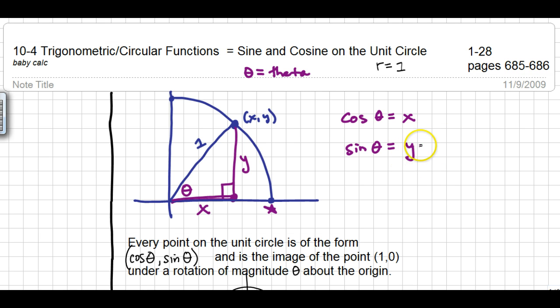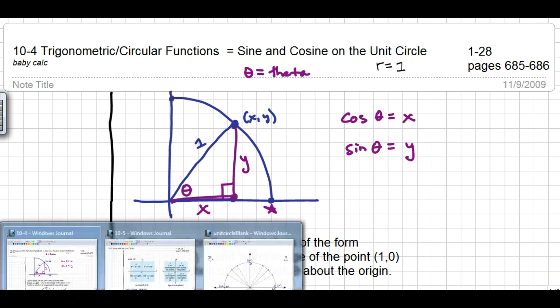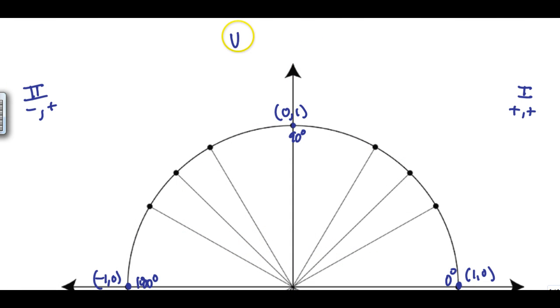So if we're trying to find a coordinate on the circle when the radius is 1, the cosine is always going to give us the x value, and the sine of the angle to get there is always going to give us the y value. So let's write that on our circle. When you're working with the unit circle, meaning the radius is 1, the cosine of the angle is always going to be the x part of the coordinate, and the sine of the angle is always going to be the y part of the coordinate.